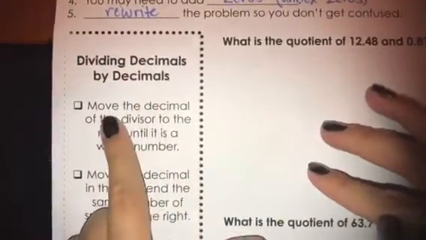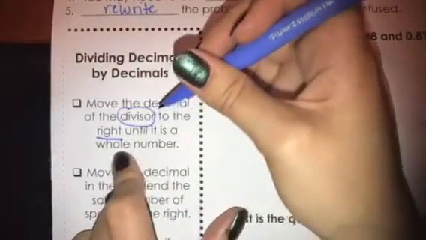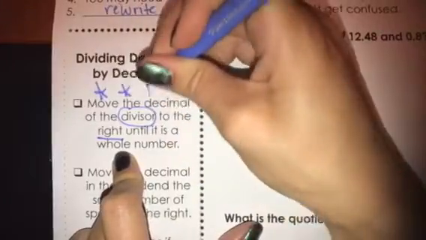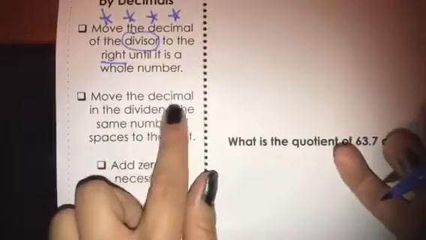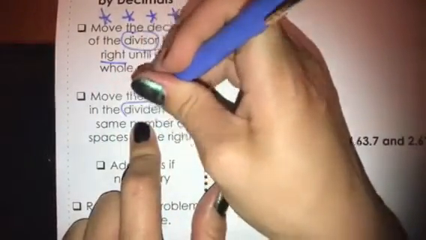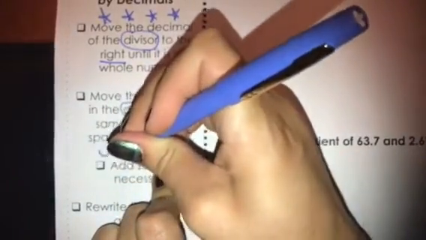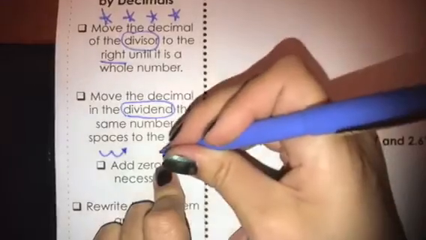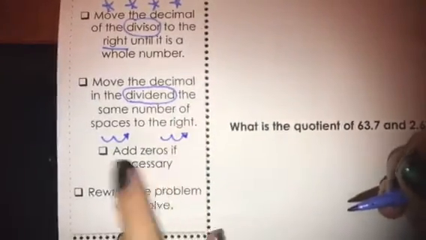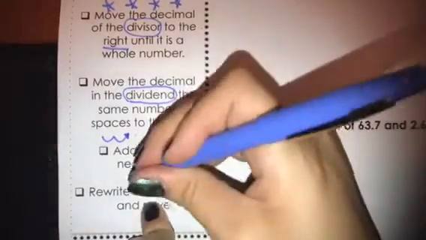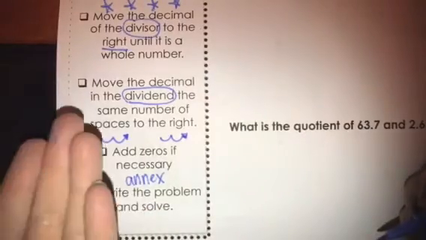Dividing decimals by decimals. Make sure you move the decimal of the divisor to the right until it is a whole number. This is the most crucial and important step. That's why it's the first step. Then if you follow along the list, it says move the decimal in the dividend, that's the number in the house, the same number of spaces. So if I went on the outside 2 spaces, guess how many spaces I'm gonna move on the inside? You guessed it, 2 spaces. Then you add zeros if necessary. We know the most mathematical way to say that is to annex a zero. And then you rewrite the problem and solve like you normally would.